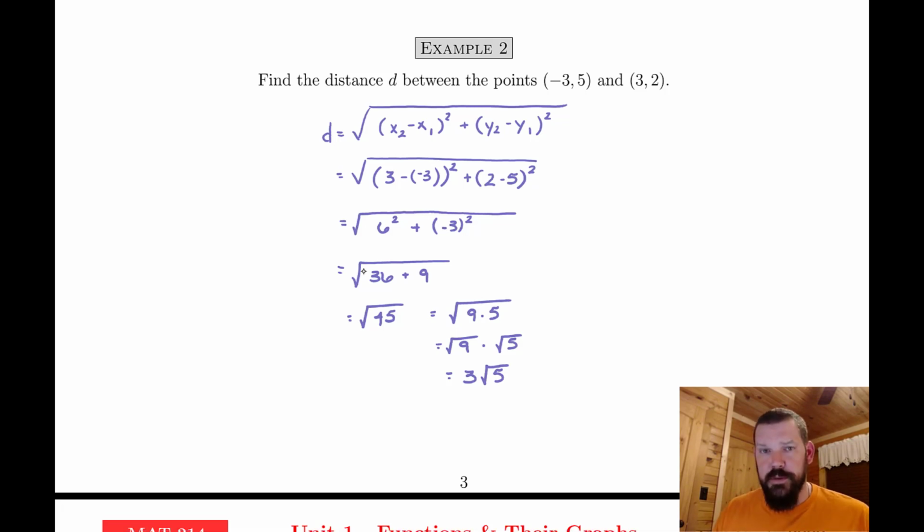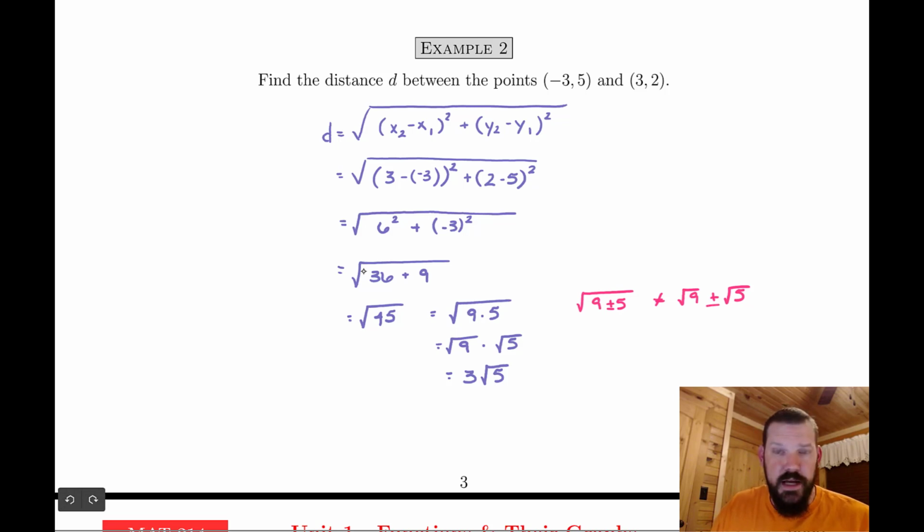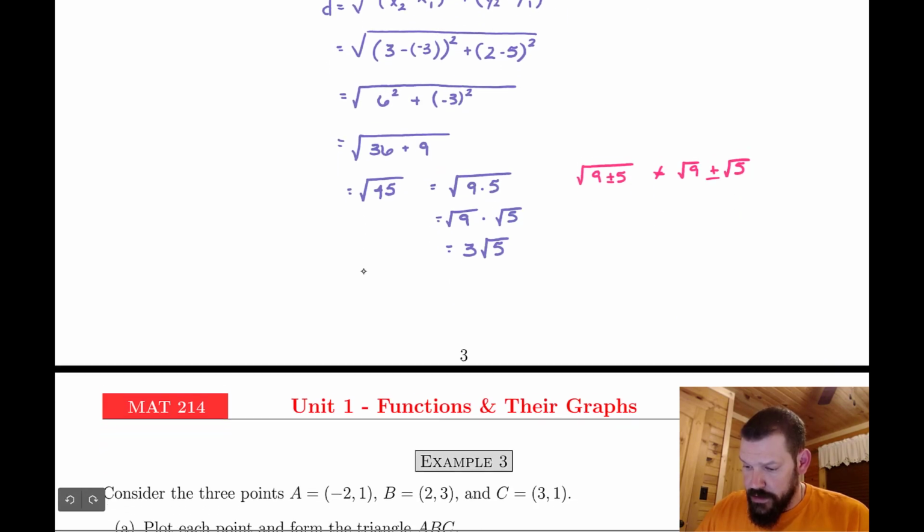Now we can break apart multiplication and division in radicals. We cannot do the same thing with addition and subtraction. So just a little side note here, the square root of 9 plus 5, for example, is not the same as the square root of 9 plus the square root of 5. We cannot do that with addition, nor can we do it with subtraction. But with multiplication and division, we can do those steps to simplify radicals.